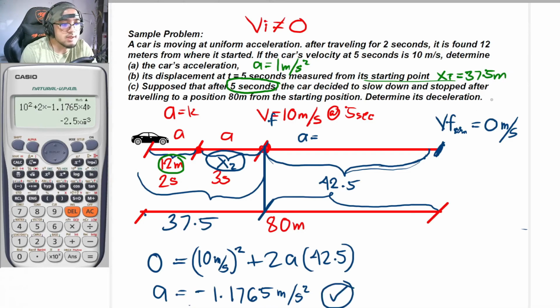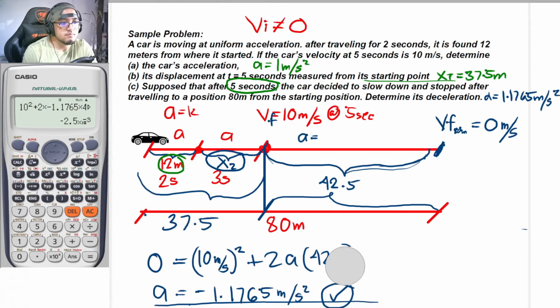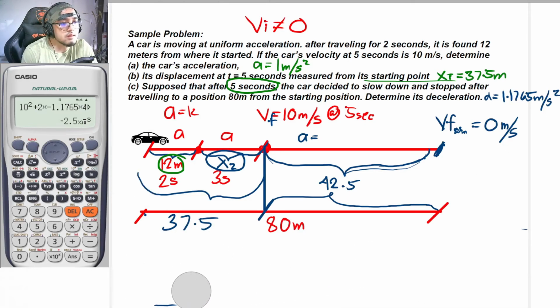So with that, our answer here for the deceleration. Take note, guys, that what is being asked in the question is its deceleration, so it is now the negative value of your acceleration. So with that, your deceleration is now equal to 1.1765 meters per second squared. Okay. Though it is not indicated in the problem, let us solve for VI at this particular point.